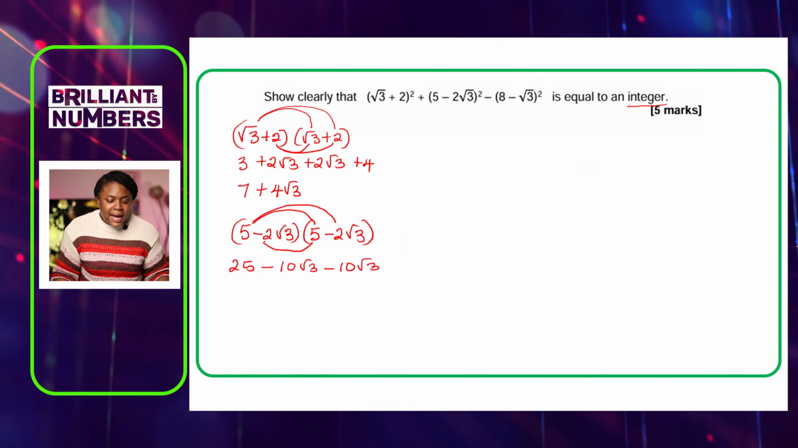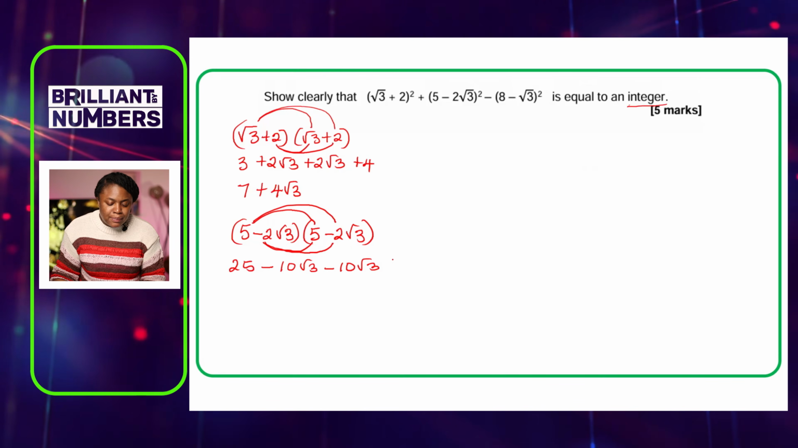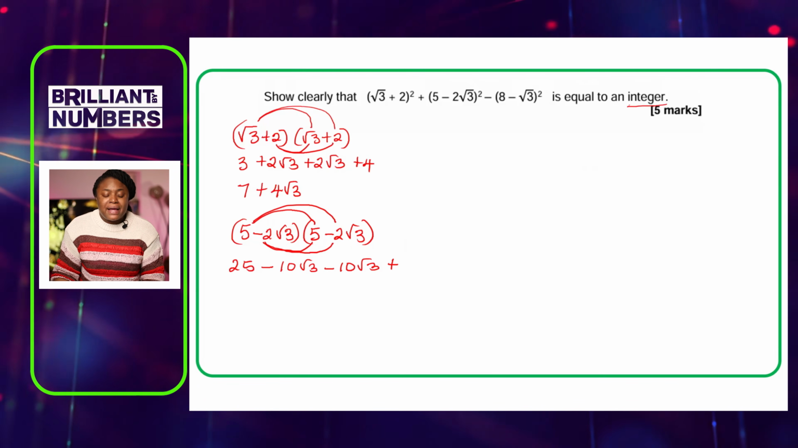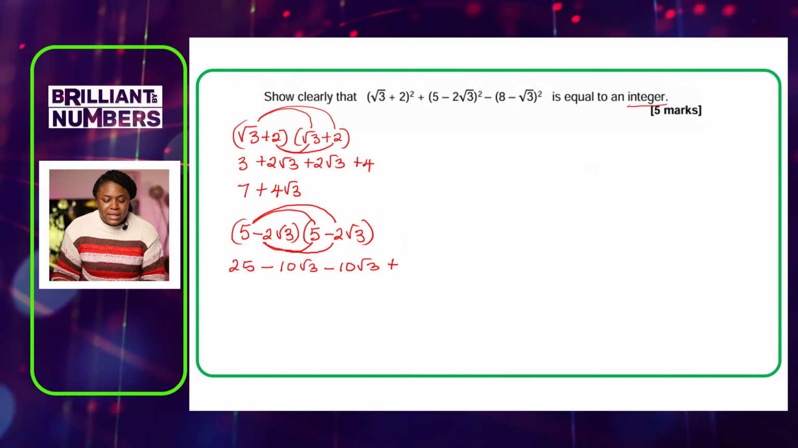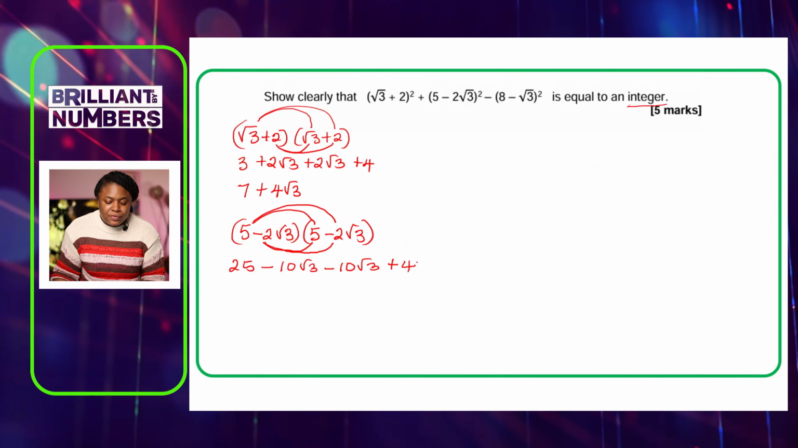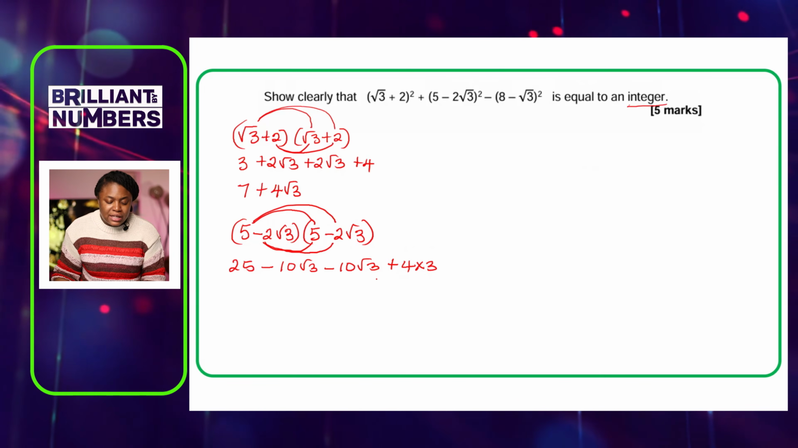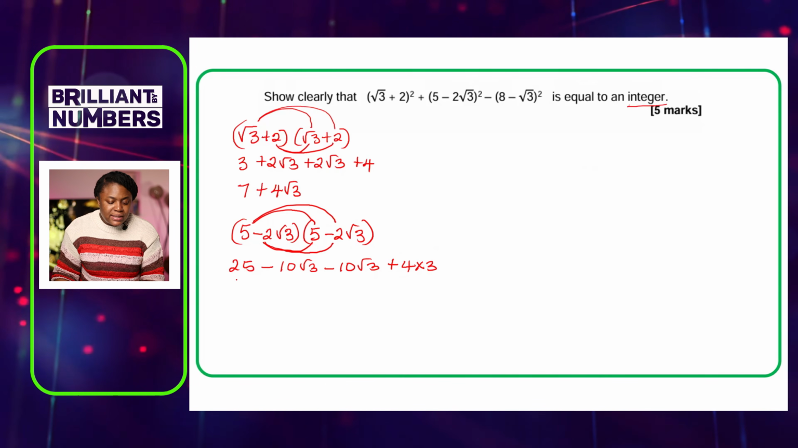And then minus 2 root 3 times minus 2 root 3, so 2 negatives will give us a positive, so we have to multiply the coefficients together, so 2 times 2 is 4, and then root 3 times root 3 is 3, so we're in essence multiplying 4 by 3, so that's 12. So we get 25.